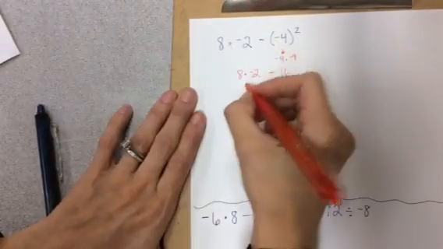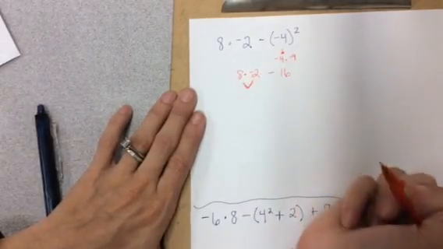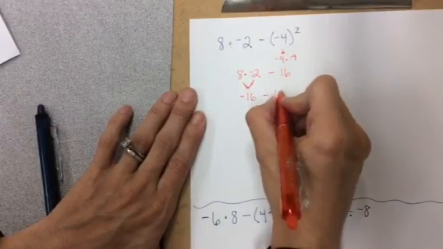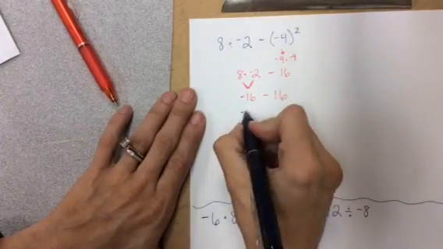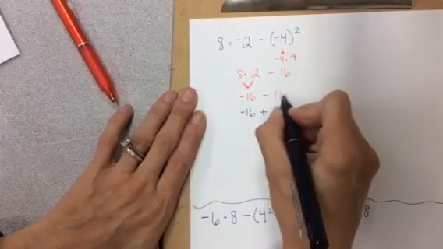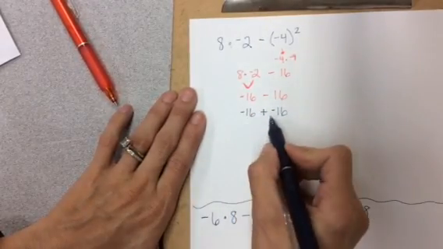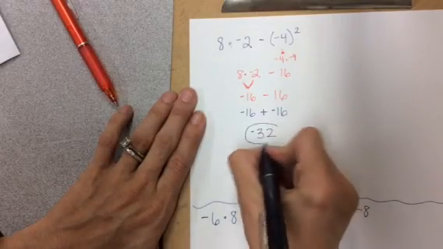And next I'm going to do my multiplication, which is 8 times -2, which is -16. Bring down the minus 16. Since I have subtraction, I keep the first number the same, change subtraction to addition, and change this to the opposite sign. Since it's positive, it becomes negative. So -16 plus -16 is -32.